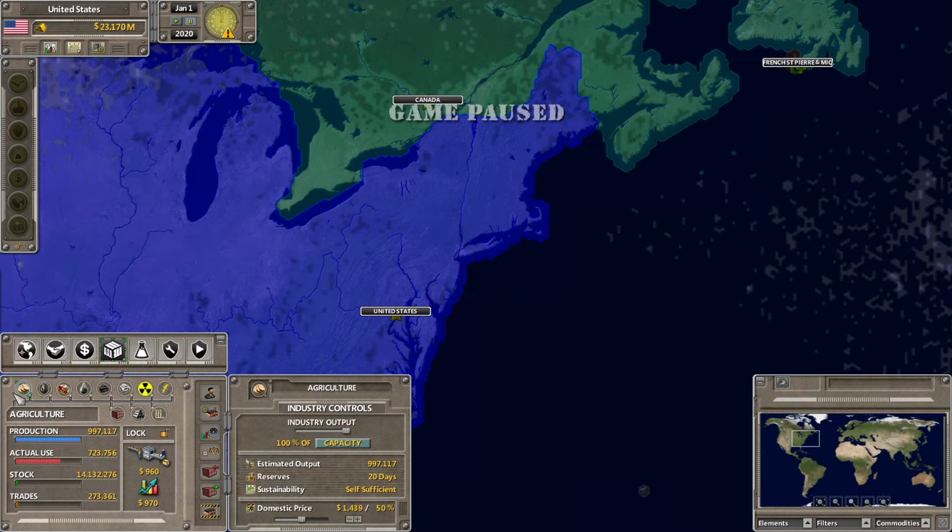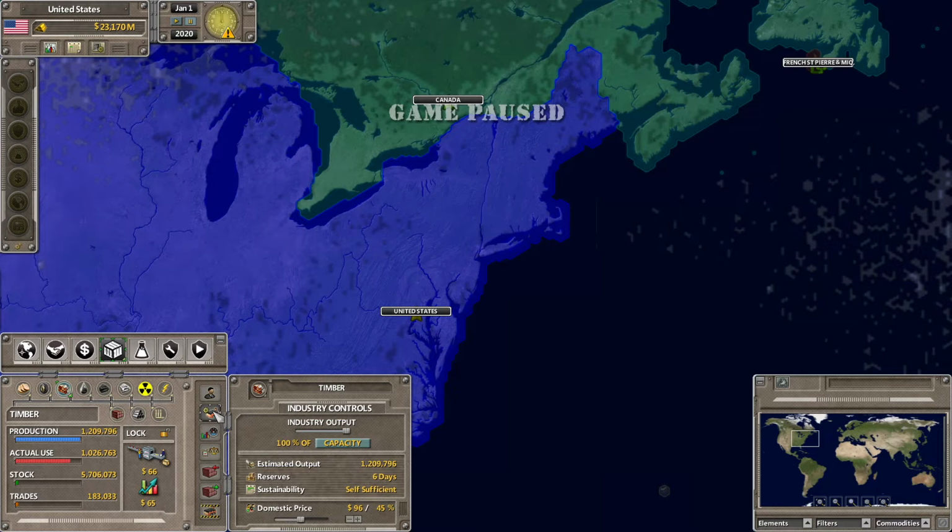The industry controls here, which you can go to by clicking on any industry here and then clicking this button right here, the second one down.